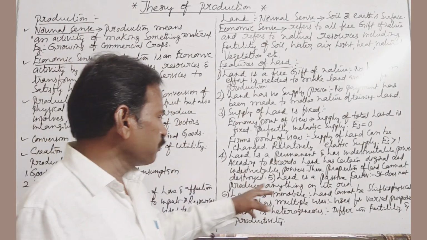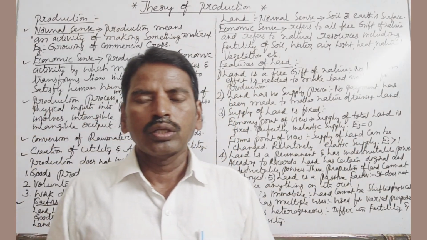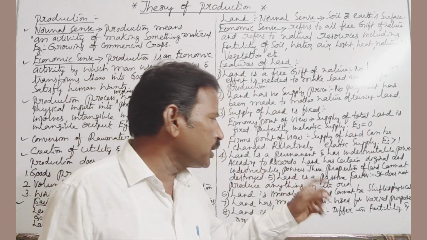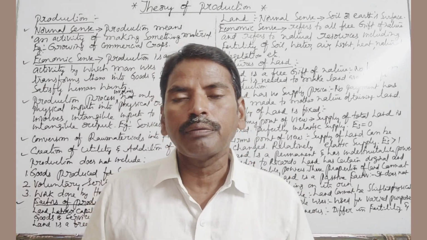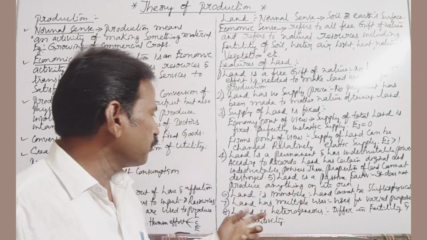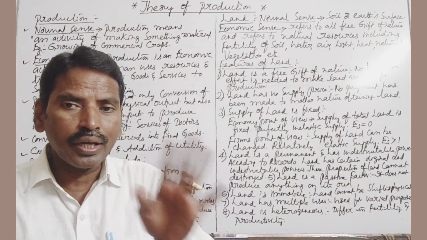Next, fifth one is land is a passive factor. Without human effort, it does not produce anything on its own. Therefore, land is a passive factor, not an active factor.